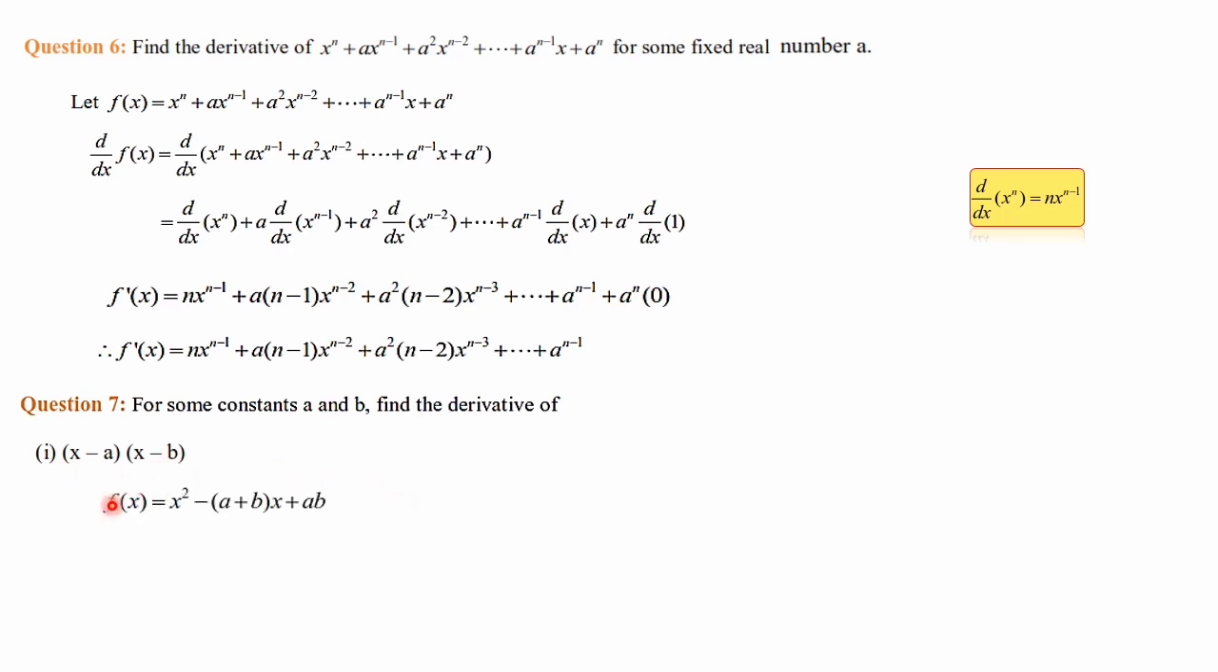use the formula. f of x is equal to, here I am using directly the formula, that is x square minus of a plus b into x plus ab, means sum into x plus product. So x square minus of a plus b into x plus ab. If you don't know this formula, you can directly expand this one and then rearrange it. That's all. Anyway, you can do it.